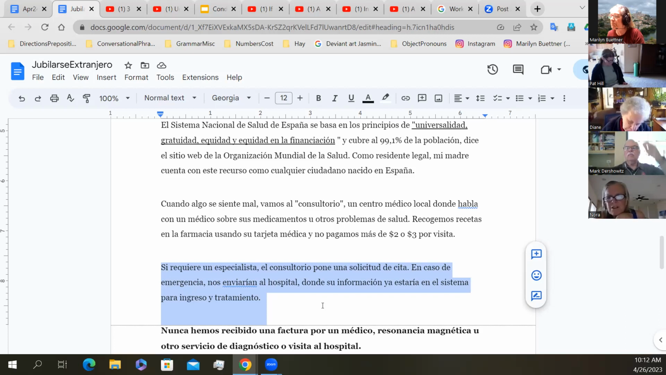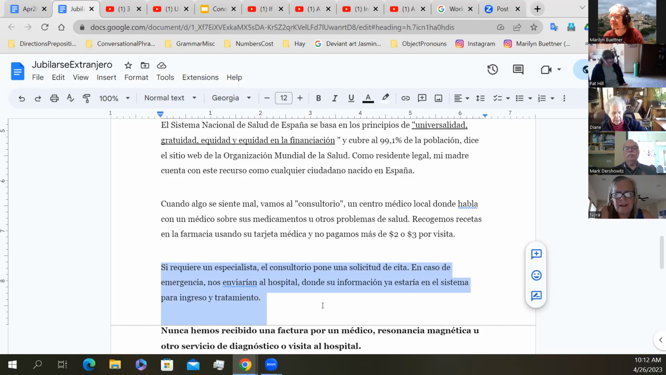The use of pone there. Una solicitud. Solicitud is a solicitation, application, request. Yeah. Puts in a request for an appointment. Oh, okay, she puts in a request. That makes more sense. Put in. Okay. Kind of like perhaps submit. Then in the next paragraph.